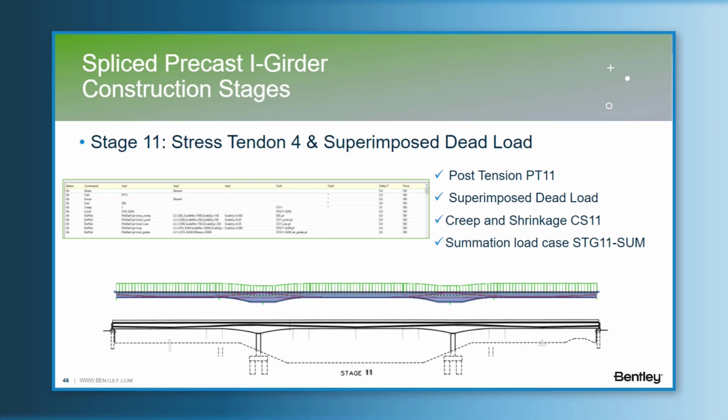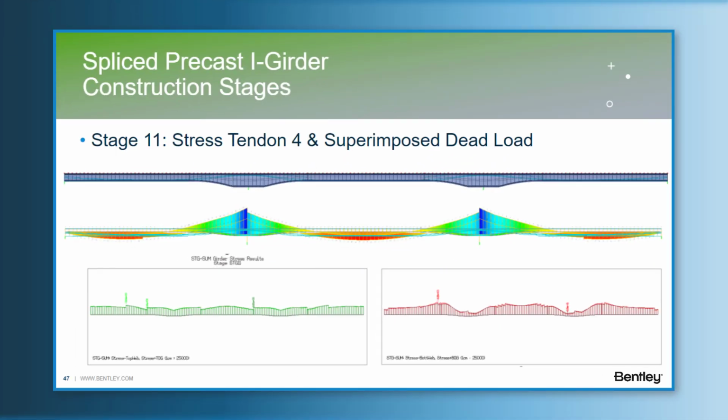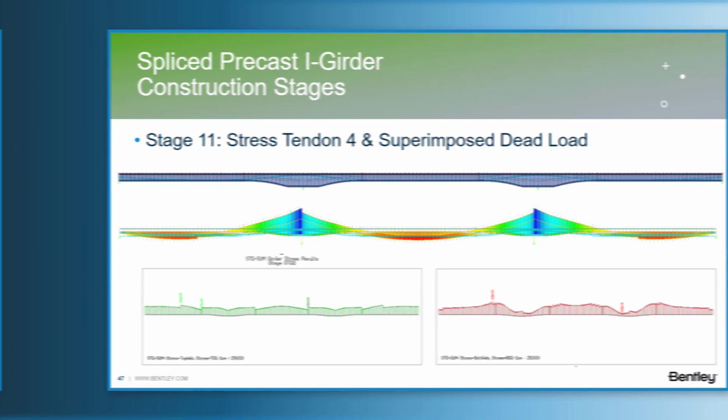Stage 11, stress tendon 4 and superimposed dead load. So it's installed the last continuous post-tension tendon at the composite section and calculated the superimposed dead load. So at this time, we will get the creep and shrinkage effects at the end of the construction and before the bridge is open to the traffic. And the stress results are the ones presented with no tension on the girder.